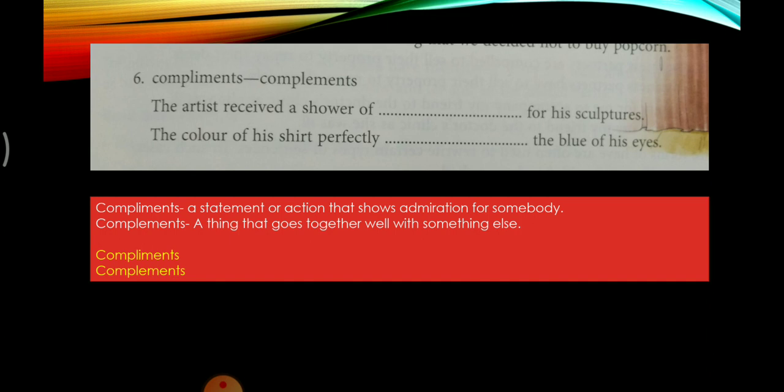So here, coming to the sentences: the artist received a shower of compliments for his sculptures. And next, the color of his shirt perfectly complements the blue of his eyes. Here the spelling of complements will be C-O-M-P-L-E-M-E-N-T-S. Great.